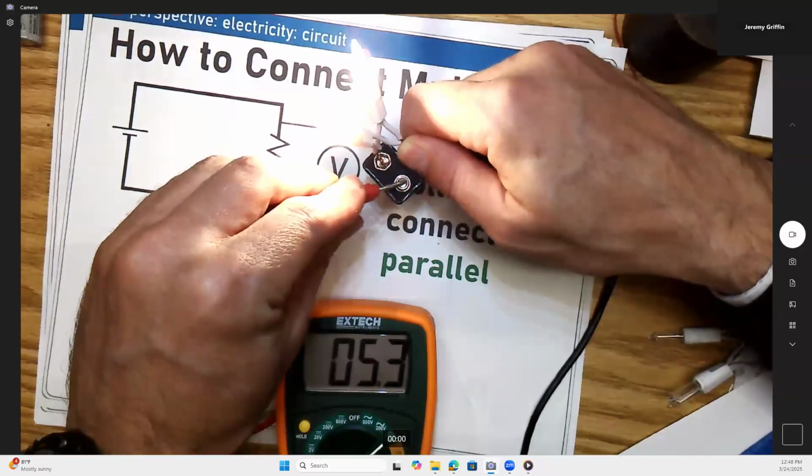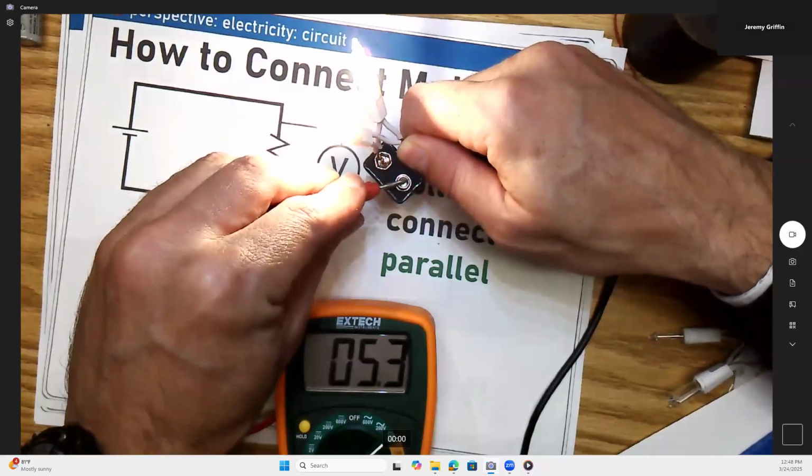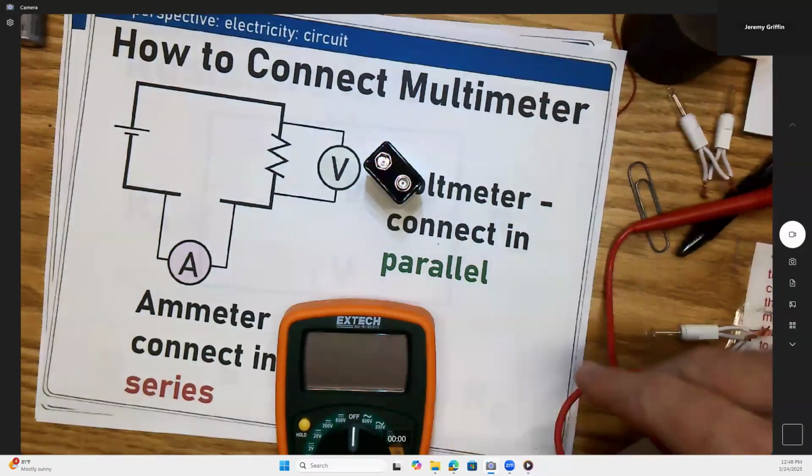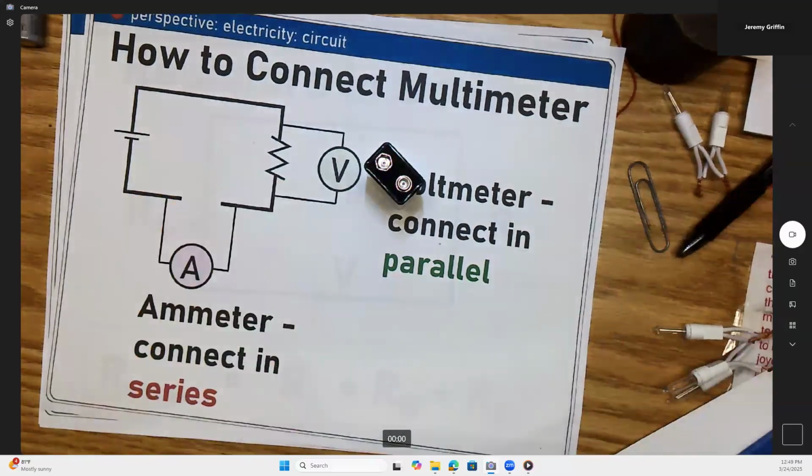Aha! You guys see 5.4 amps? You see that? 5.3 amps. Okay, so 5.3 amps we're going to call it. So switch that off, save the battery for next class, and put that away.